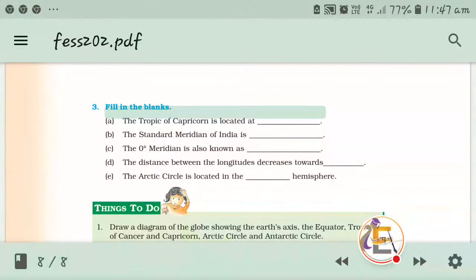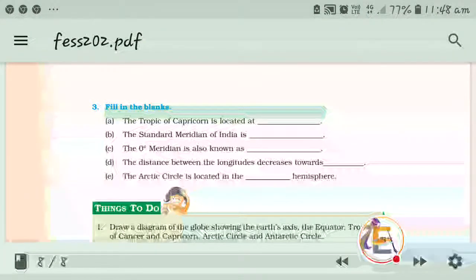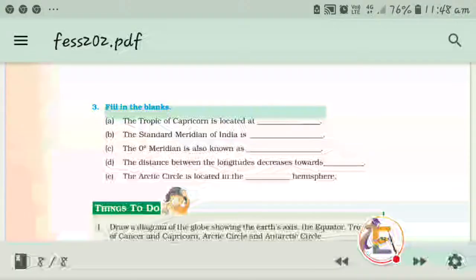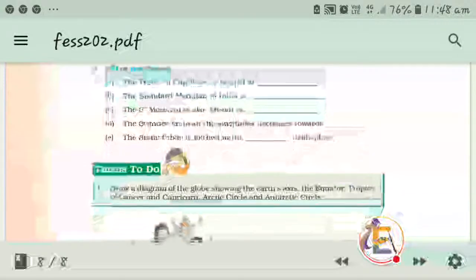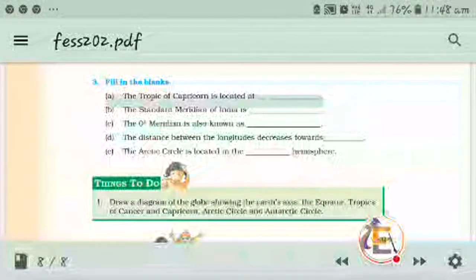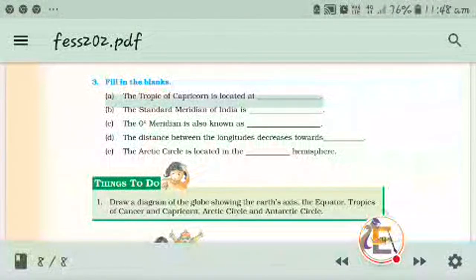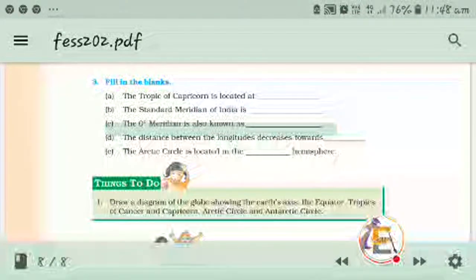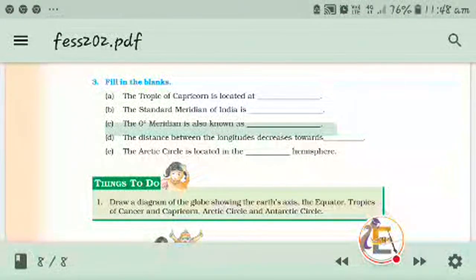The standard meridian of India is Alpuram, Alpuram, Alpuram, Alpuram, Alpuram, Alpuram, Alpuram, Alpuram, Alpuram, Alpuram, Alpuram, Alpuram, Alpuram, Alpuram, Alpuram, N of India is Alpuram, Alpuram, Alpuram, Alpuram, Alpuram, Alpuram, Alpuram, Alpuram. D in the underscore hemisphere. Egg. Known as Alpuram, Alpuram, Alpuram. Longitudes decreases towards A. The Arctic Circle is located in the underscore hemisphere.